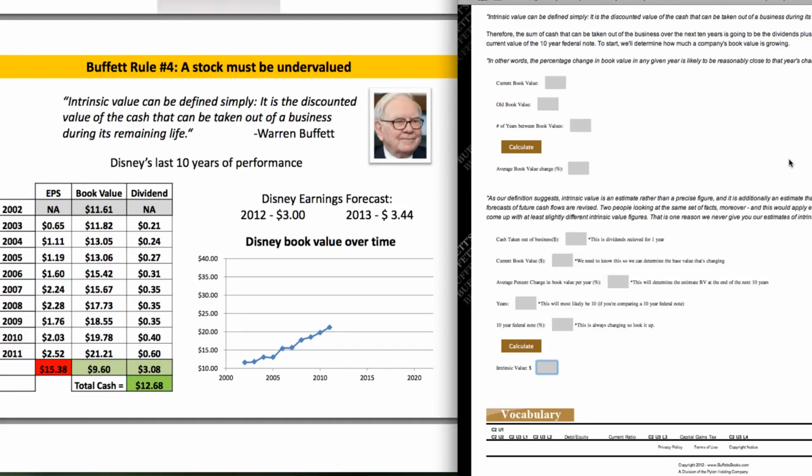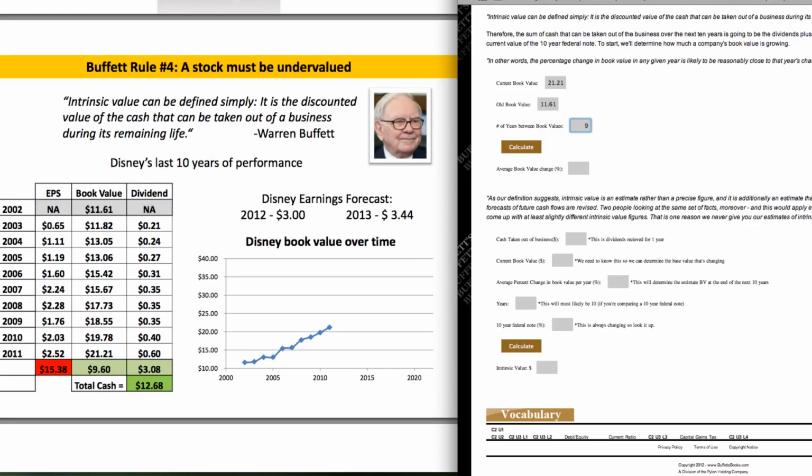Okay, so here we are back at the Buffett's Books intrinsic value calculator. And just like before, we're going to go ahead and start at the top. And we're going to start off with the current book value. And what we're going to do is figure out how much Disney's book value has grown over the last 10 years. Okay, so the current book value on Disney, we're going to use $21.21. The old book value, which we're going to go clear back to 2002, and we're going to put in $11.61.